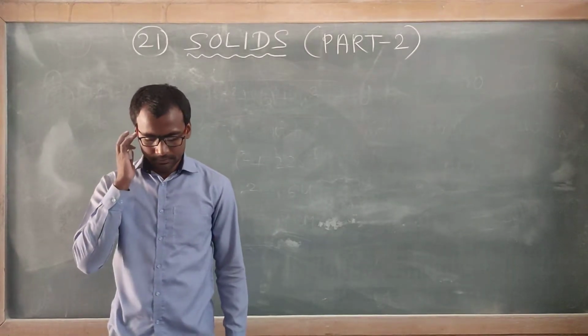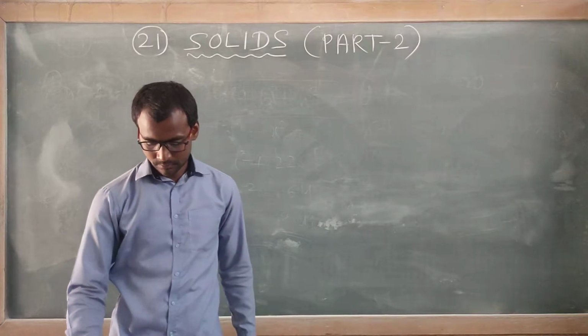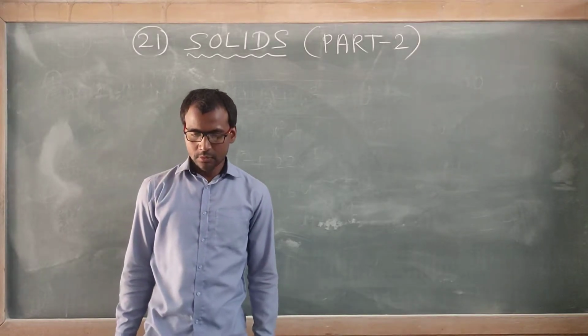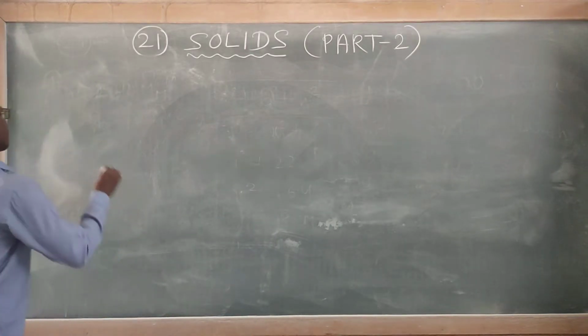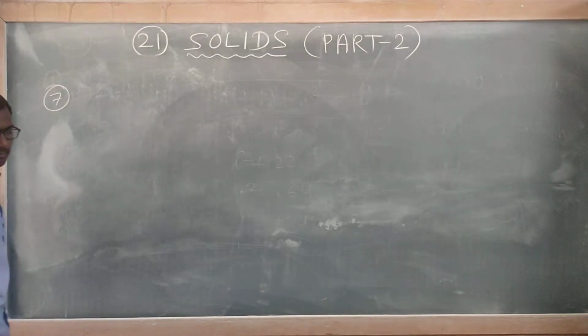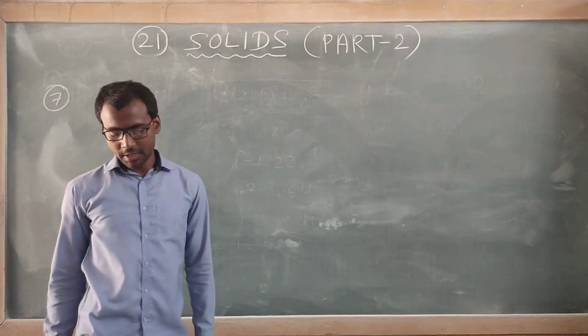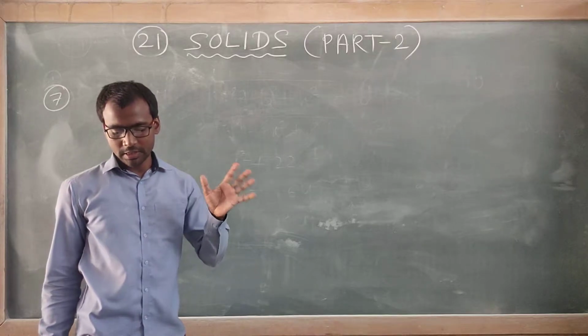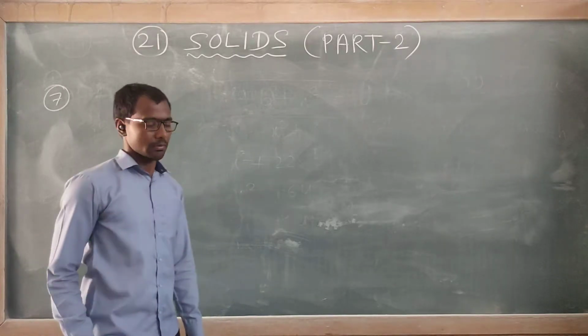Next, question number 7. A rectangular tank 30 cm by 20 cm by 12 cm. The dimensions are given: 30, 20, 12.